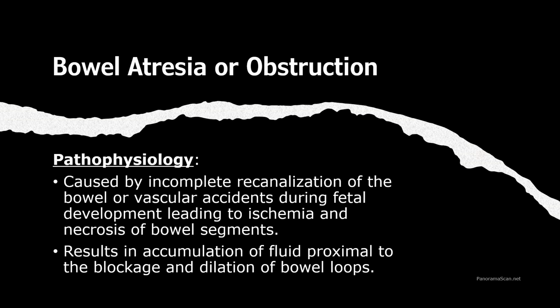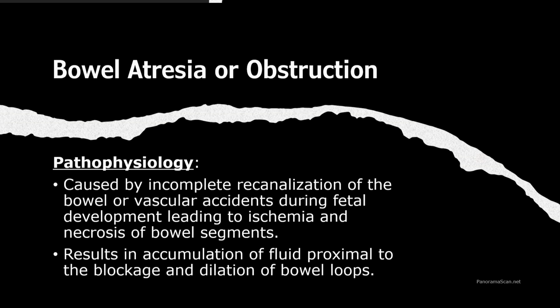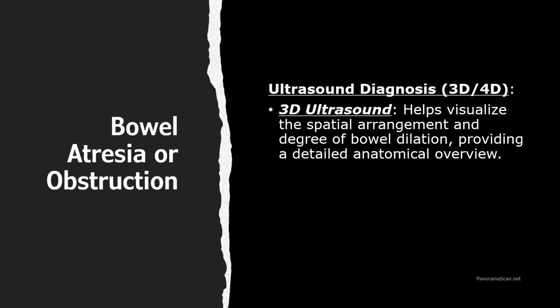Understanding the pathophysiology of atresia helps in predicting complications and planning for postnatal management. Ultrasound plays a crucial role in diagnosing bowel atresia or obstruction, and 3D and 4D imaging provide additional insights. 3D ultrasound helps in visualizing the spatial arrangement of dilated bowel loops, offering a more detailed anatomical overview. This can assist in differentiating between different types of atresia and evaluating the extent of the obstruction.